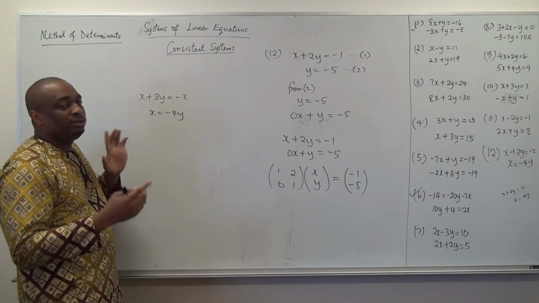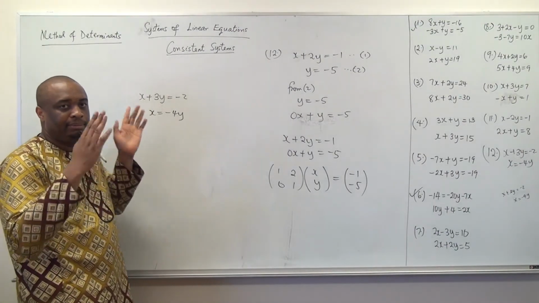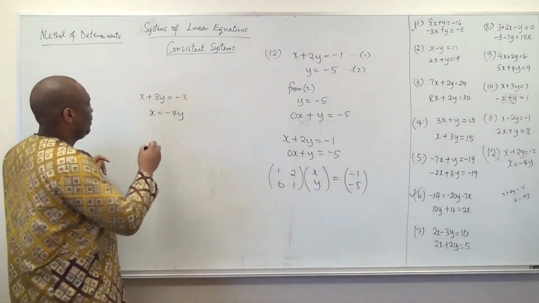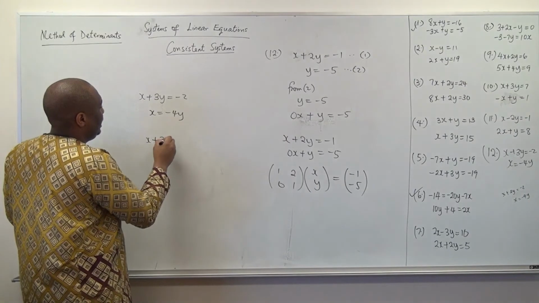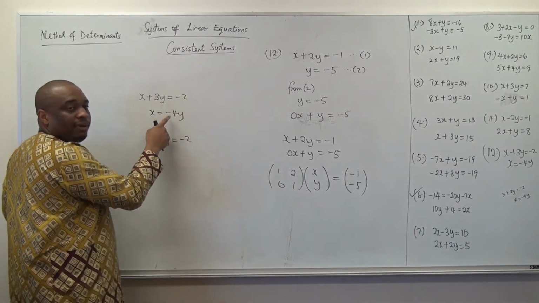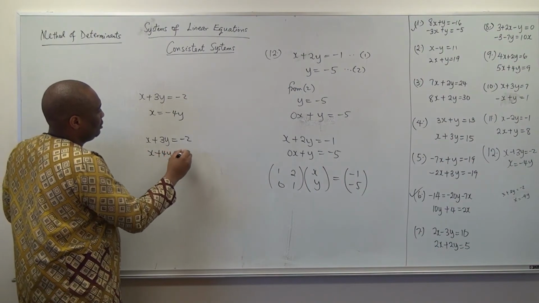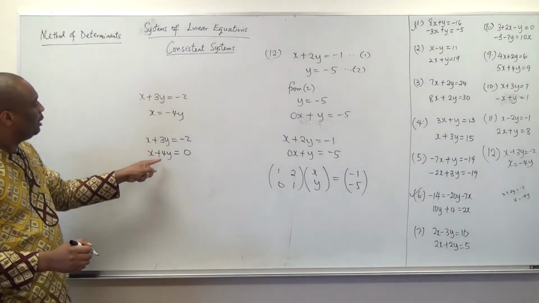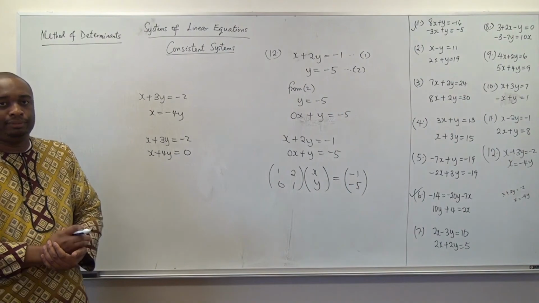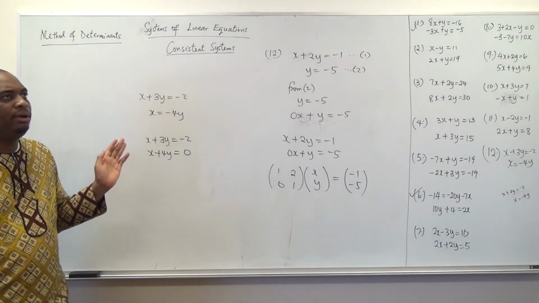So all you need to do is still rearrange it, make it properly aligned. So x plus 3y to be negative 2. Then you rearrange this to be x plus 4y equal to 0. Now, x plus 4y will give you 0. So you just rearrange it.